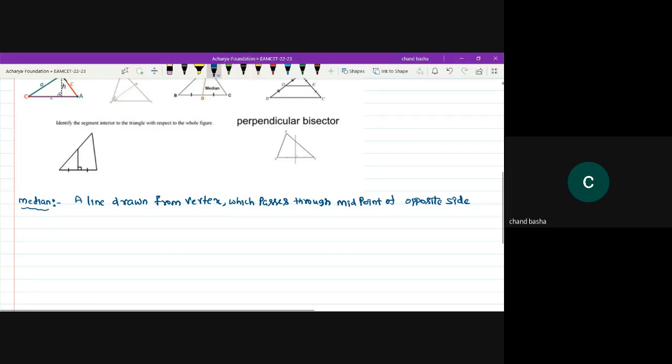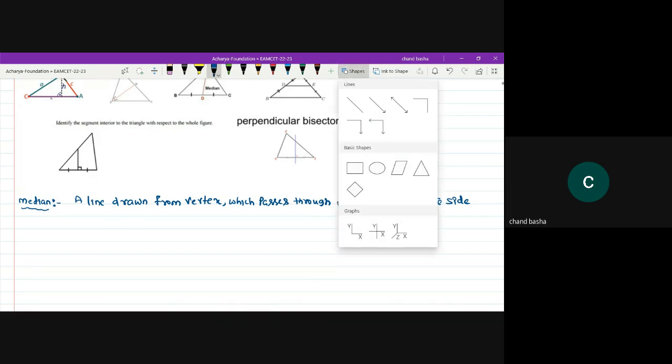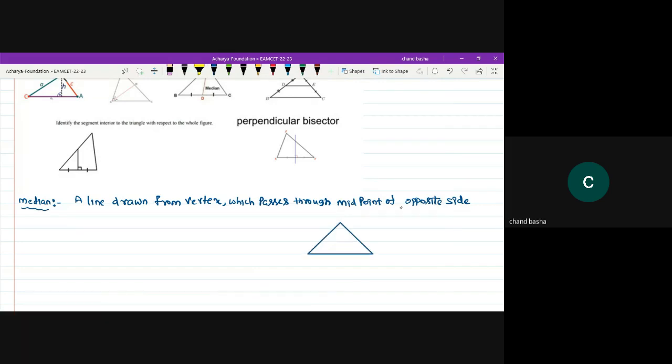I'll repeat again. A line which can be drawn from the vertex which passes through the midpoint of the opposite side. Very good. It is absolutely correct. So here I am taking ABC as a triangle, and we can take a line that can be drawn from the vertex, passing through the midpoint of the opposite side. Their point of concurrency, we can call it a centroid.